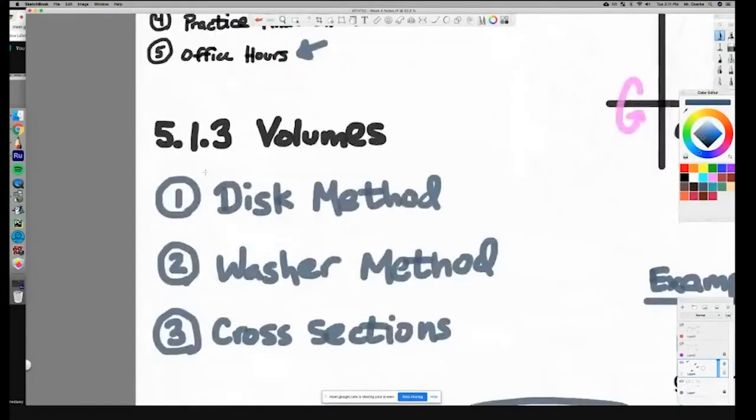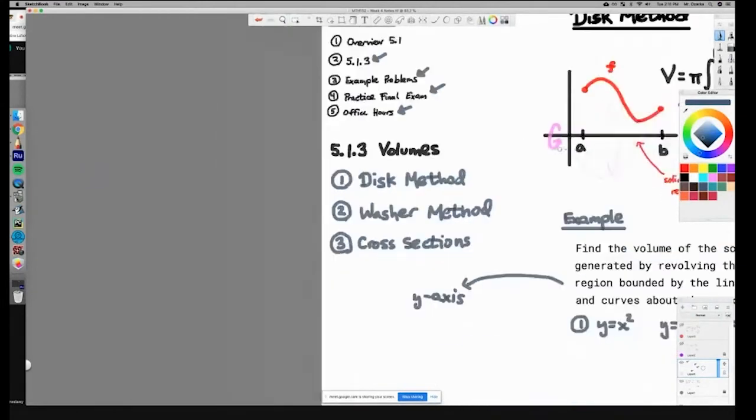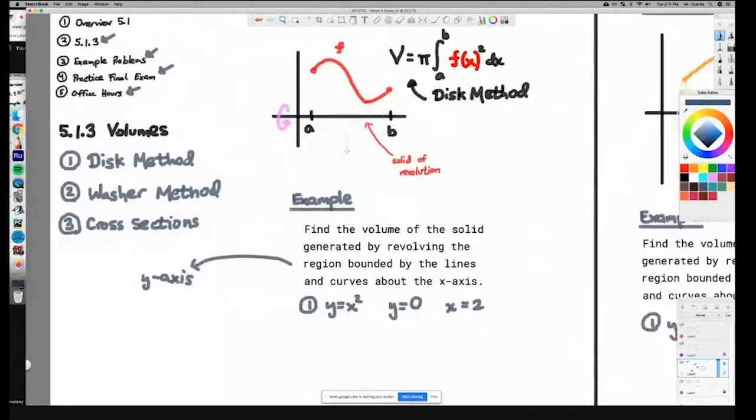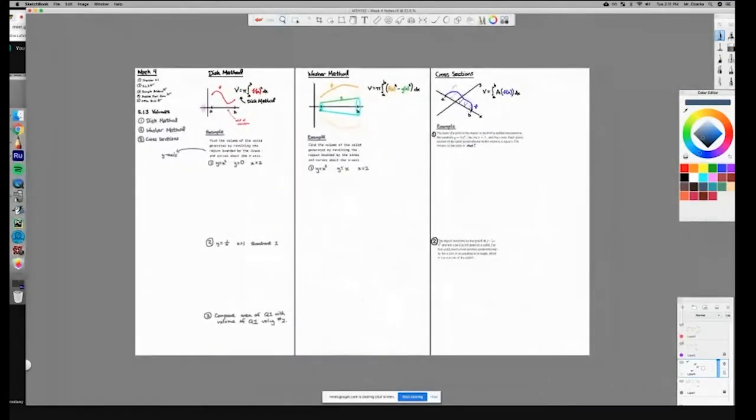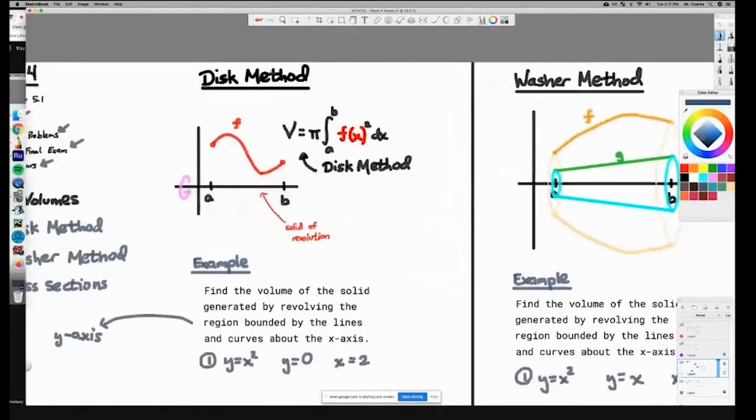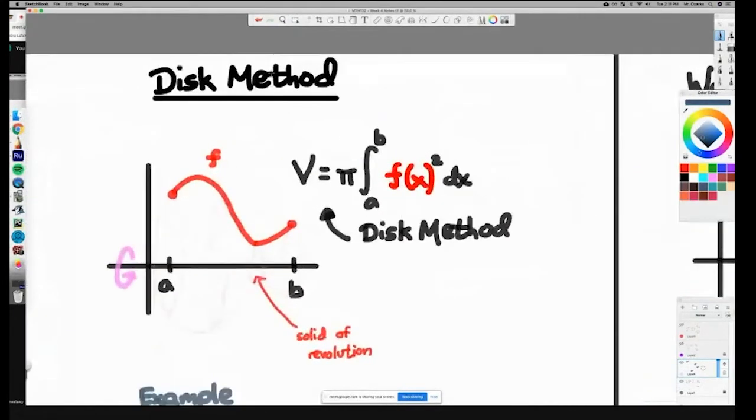Things we're going over today: 513, volumes, disk method, washer method, cross sections. Kind of gave you a preview of all that already. So we're going to be going over all of this today, and it's going to be crazy. So let's zoom in for disk method. Disk method is a method for finding volume, in which, like I said before, you're adding up all those little CDs, the areas of the CDs throughout an entire integral.